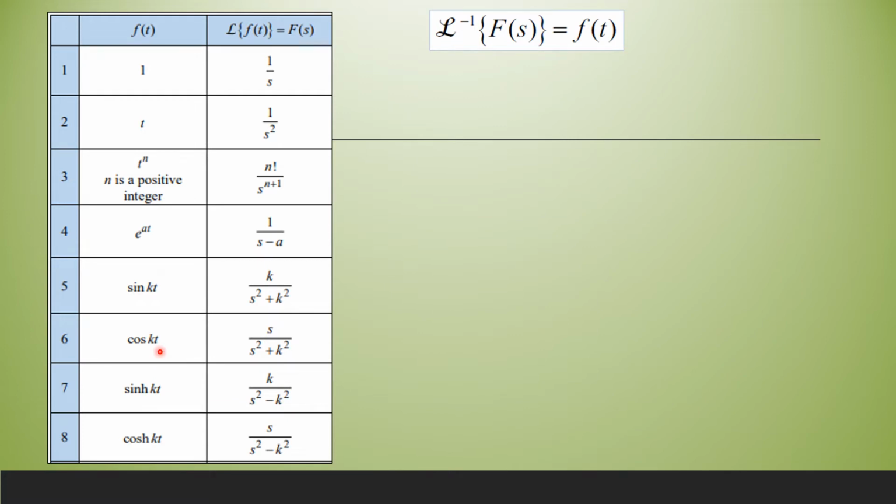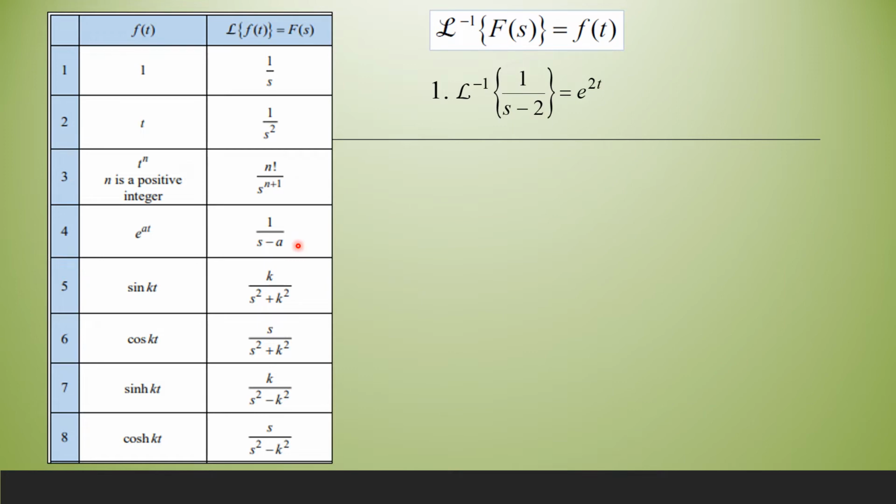So let us now try to answer some problems. Question number 1. What is the inverse Laplace transform of 1 over s minus 2? To get the answer, we just have to match this expression with one of those given in the table. The formula at row number 4 exactly matches what we are seeing here. 1 over s minus 2, 1 over s minus a, meaning that in this problem a is equal to 2.